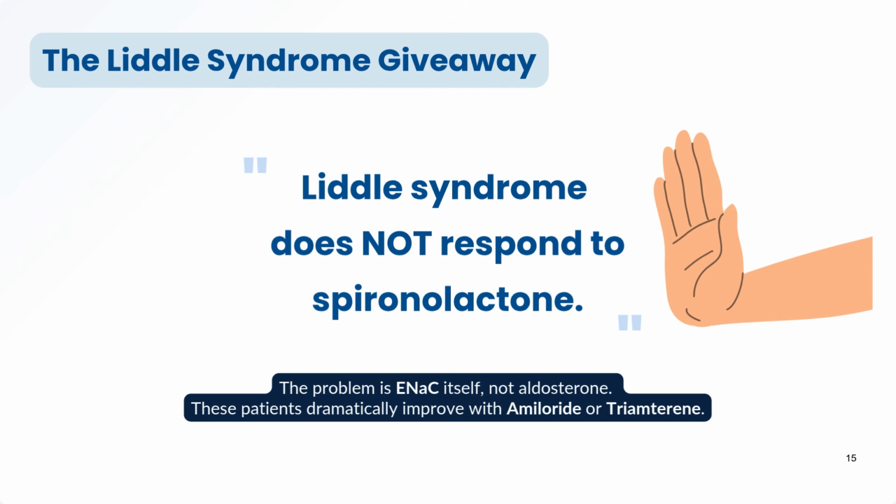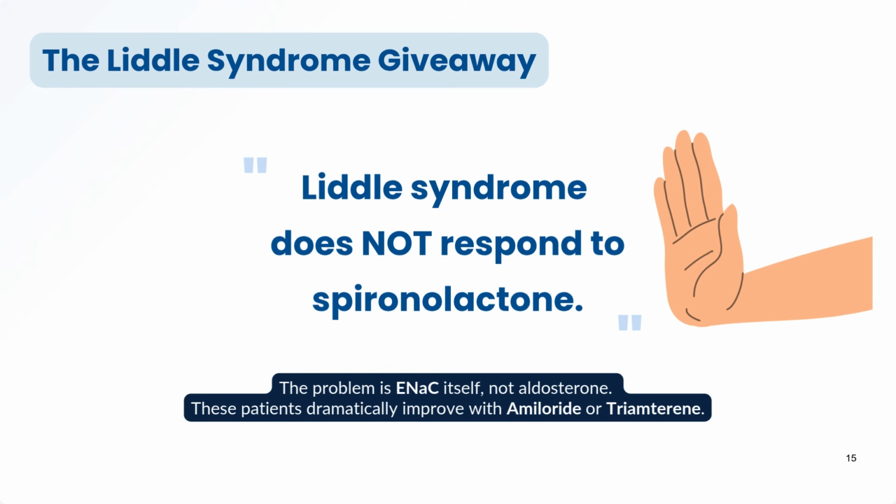But the moment you give amiloride or triamterene, which directly block ENaC, these patients improve dramatically. It's almost like flipping a switch. This is one of those classic clinical pearls that textbooks mention briefly but don't really emphasize the reason behind. In real practice, it is often the key clue that helps you separate Liddle syndrome from aldosterone-driven disease within a minute from the start.